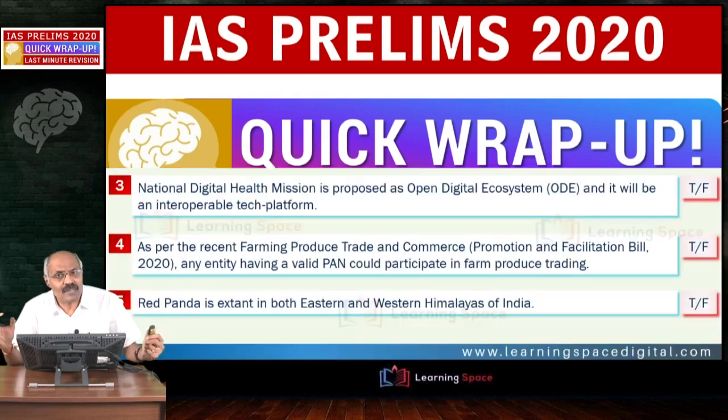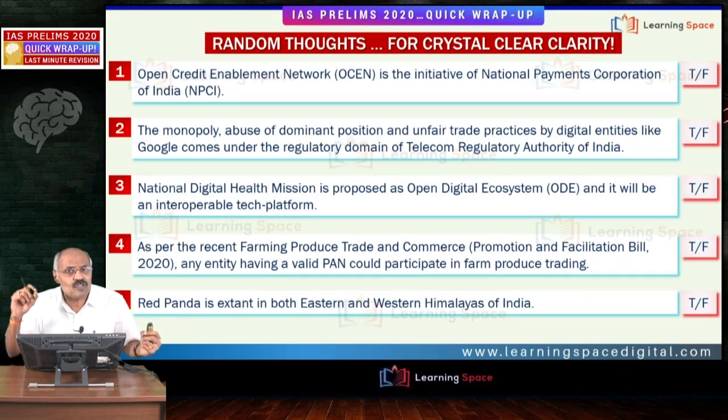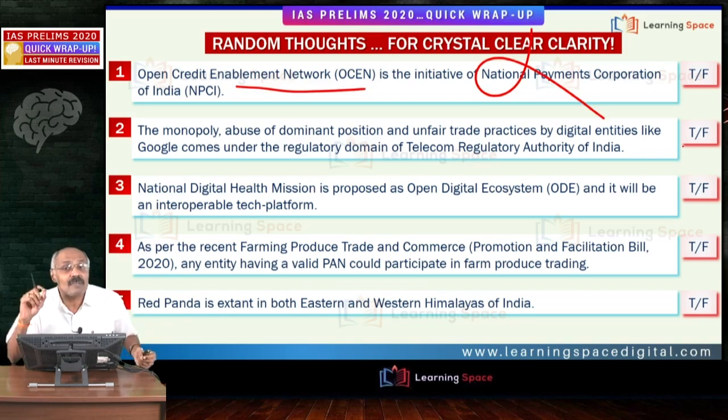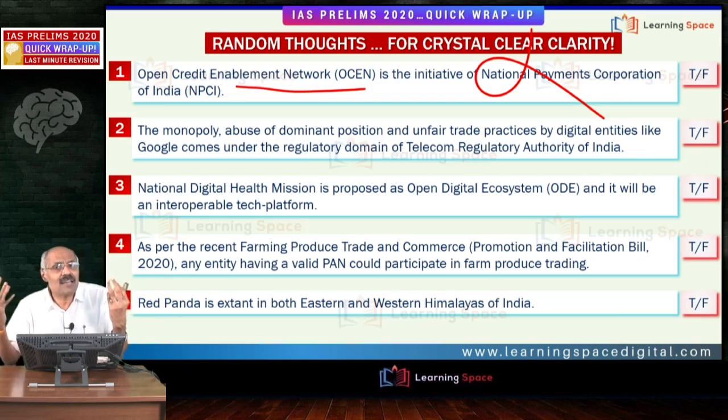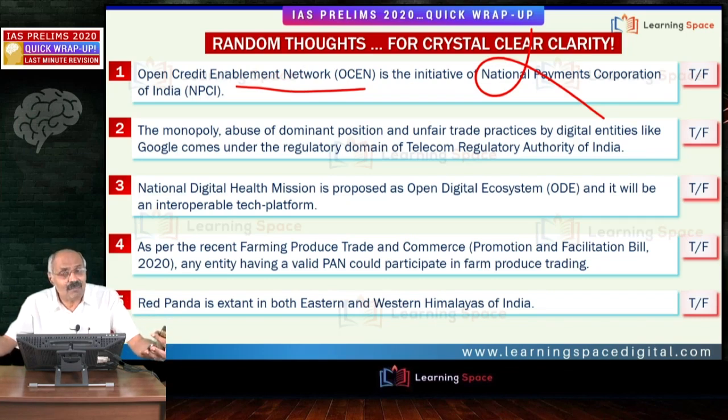Right friends, as usual, we are going to discuss 40 statements. First one is most important, that is Open Credit Enablement Network. This is not the initiative of National Payments Corporation of India. I would like to tell you 3-4 statements about it. First one is iSpirit, that is the organization behind it. Second is the man behind this idea is Nandan Nilekani. Third point is on one side lenders like banks and on the other side marketplaces. The idea is to give affordable credit to the bottom of the pyramid, say micro enterprises. That is the idea of Open Credit Enablement Network.